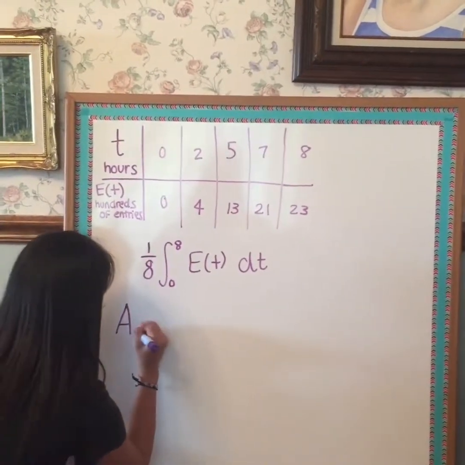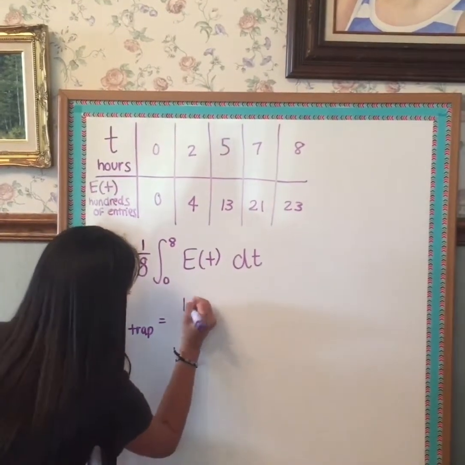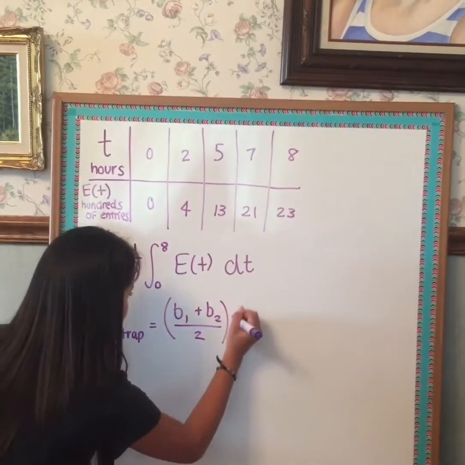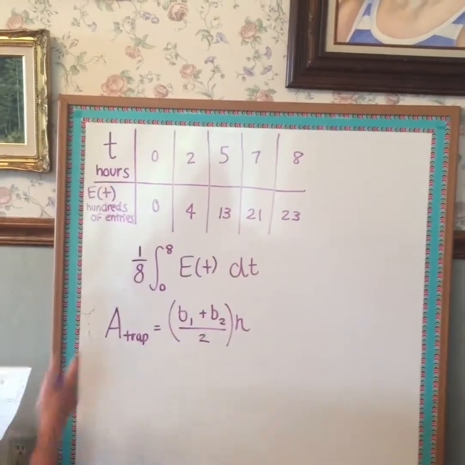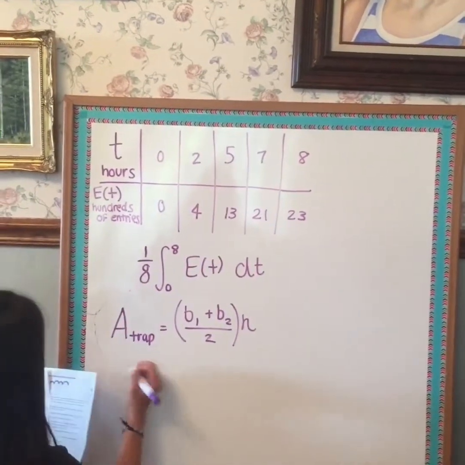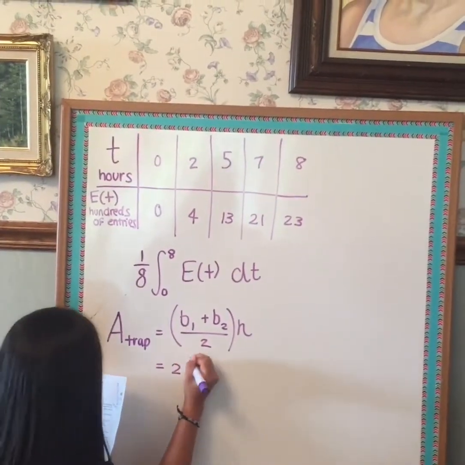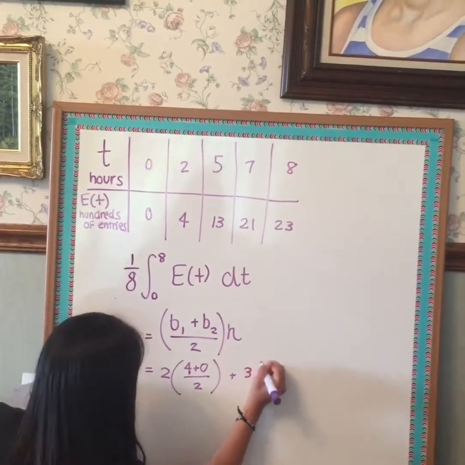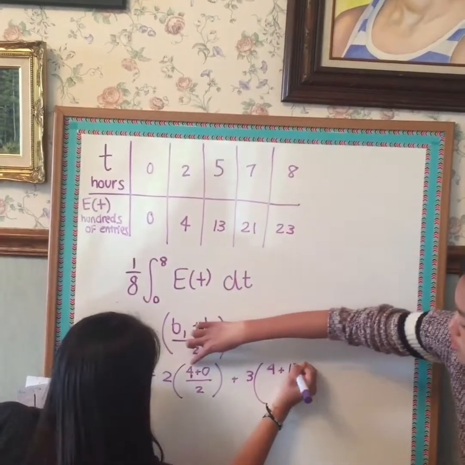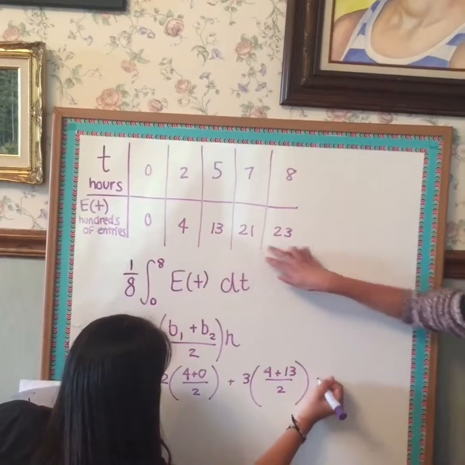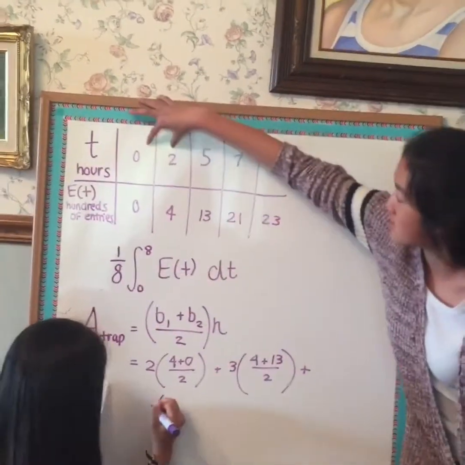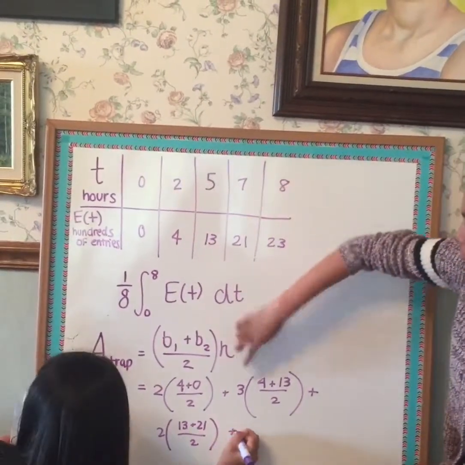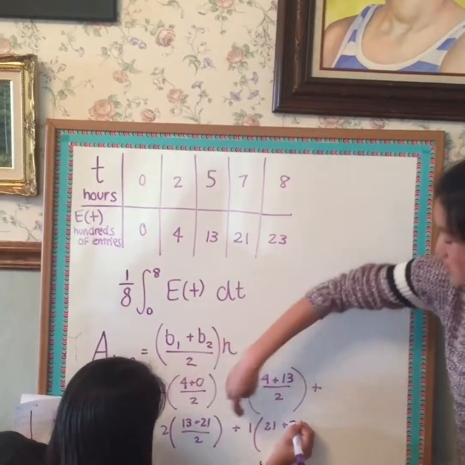So the area of a trapezoid is base 1 plus base 2 divided by 2 times the height. So using the numbers we have here, the 4 is one of the bases and the 0 is the other base from these. These are the bases. And the 2 is from the distance, it's from dt. So the 2 would be 2 minus 0. And then the 3 here would be 5 minus 2. And so on for these heights.